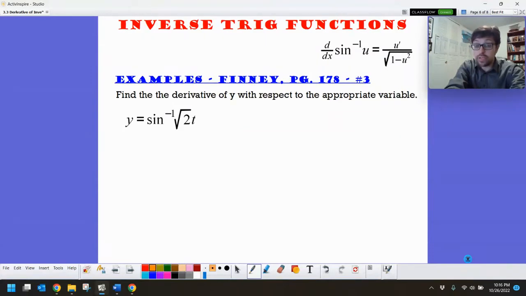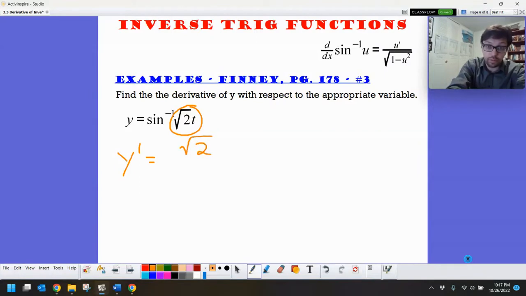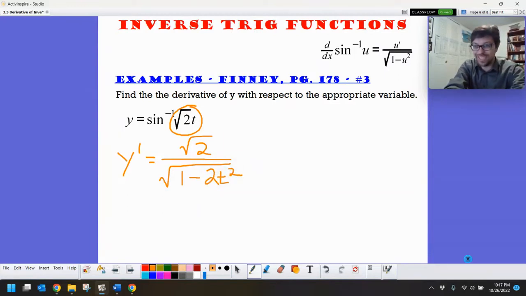Let's do another example. This is the derivative of inverse sine. So y prime is going to be the derivative of that inside. So the derivative of this is just going to be a square root of 2 over the square root of 1 minus our inside squared. So that square root gets squared and becomes a 2. The t becomes squared and becomes a t squared. So we get 2t squared, 2t. And that's it. We're not in the simplification game. I don't want to do anything else beyond that.